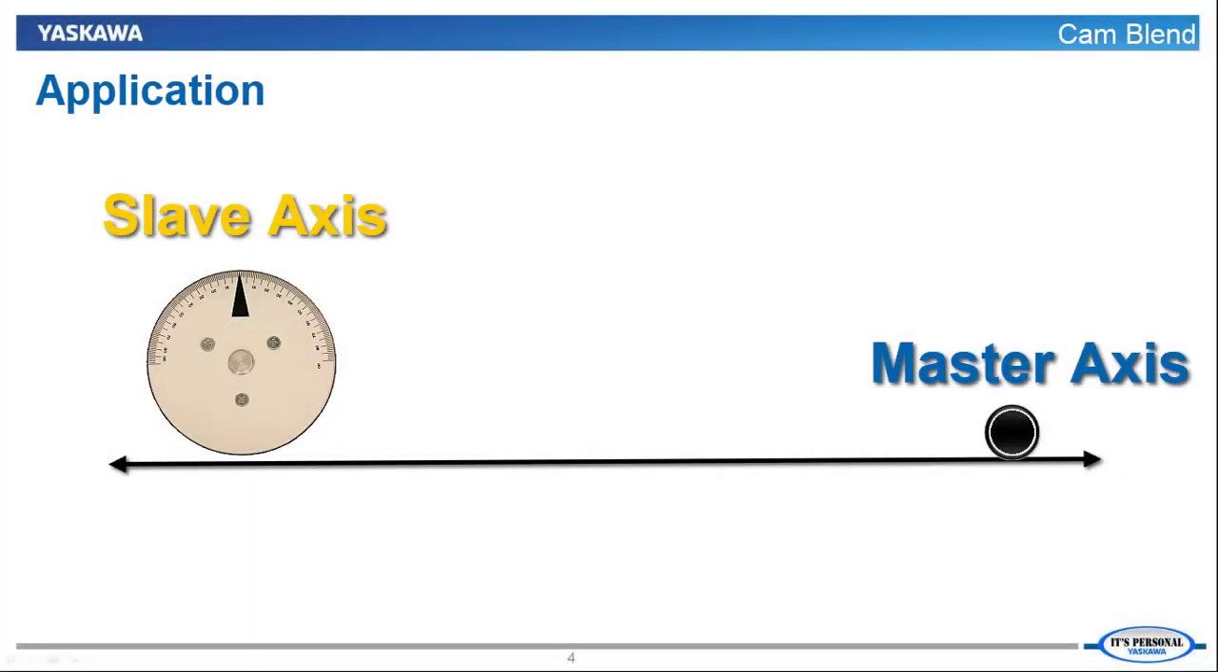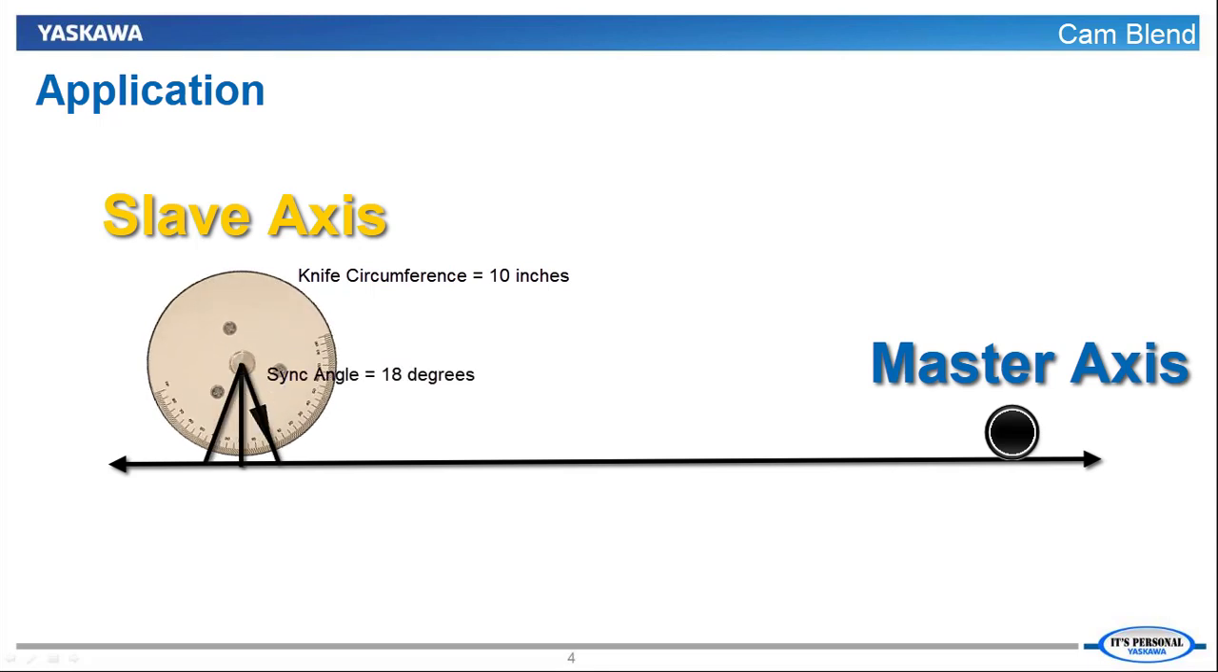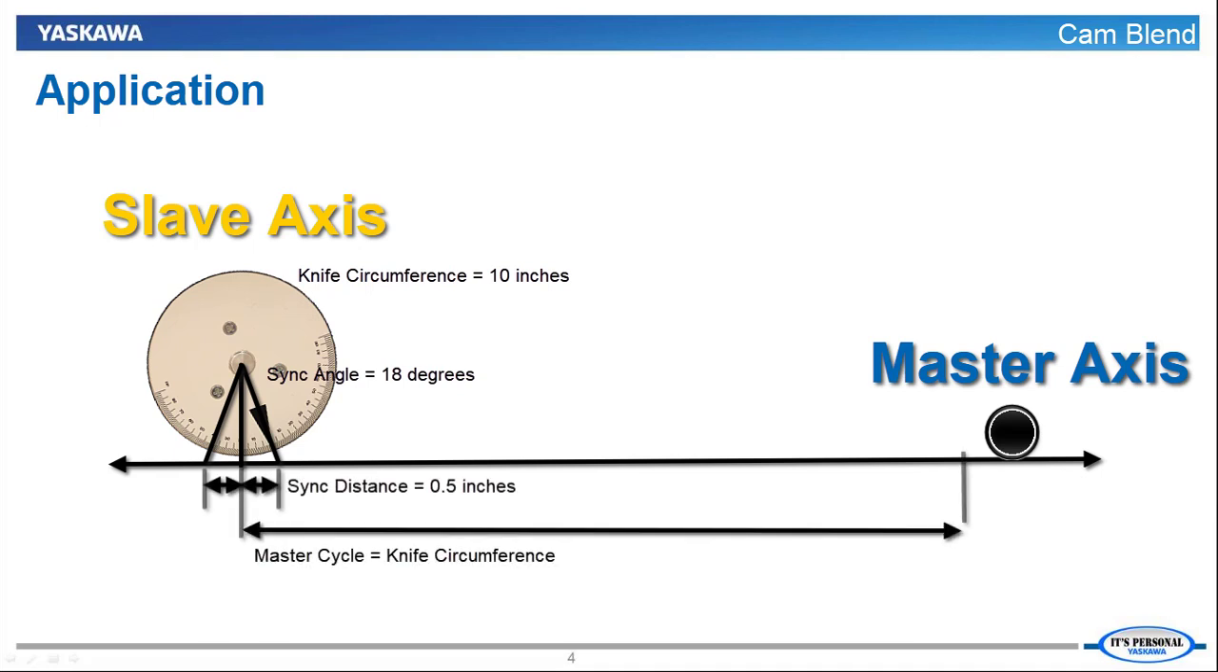To explain cam blend, I will use a rotary knife application. For this profile, the knife circumference is 10 inches. The knife needs to be in sync with the master when it is at an 18 degree angle to the webbing. This corresponds to a distance of 0.5 inches of the master cycle. It is advantageous to set the master cycle also to 10 inches. These angles and distances are important for setting up the ramp in and ramp out profiles. This rotary knife will produce 10-inch pieces of product.